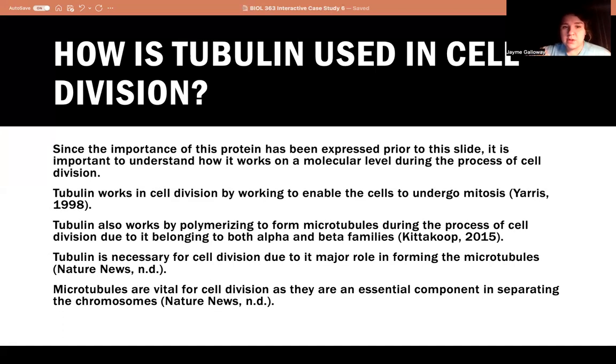Tubulin also works by polymerizing to form microtubules during the process of cell division due to it belonging to both alpha and beta families. Tubulin is necessary for cell division due to its major role in forming the microtubules. Microtubules are vital for cell division as they are an important essential component in separating the chromosomes.